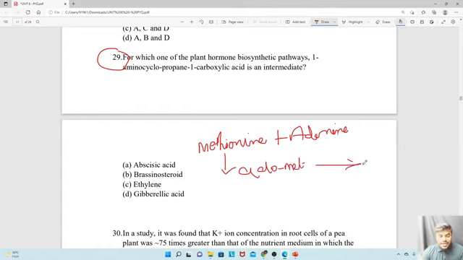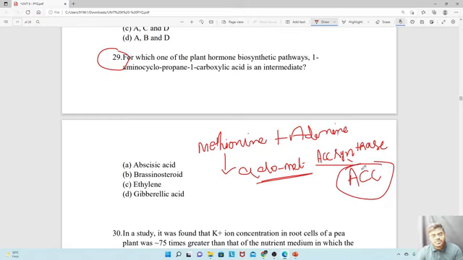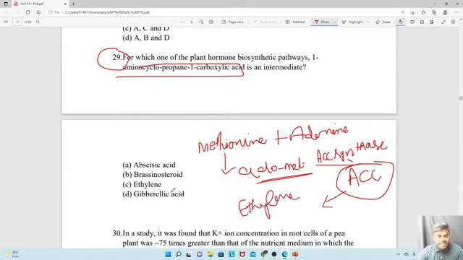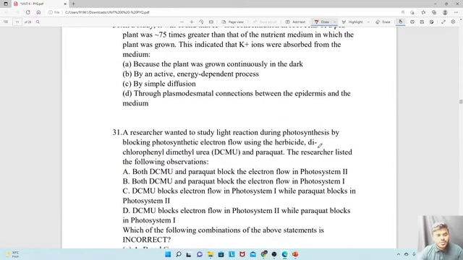And I have clearly told all of you, S-adenosyl methionine is treated by an enzyme called ACC synthase. When the SAM is treated by ACC synthase, it gives rise to ACC. Correct? Now what is that ACC? Aminocyclopropane-1-carboxylic acid. Later ACC gives rise to ethylene. Hence the correct answer will be, friends, C, ethylene. Don't confuse, please.